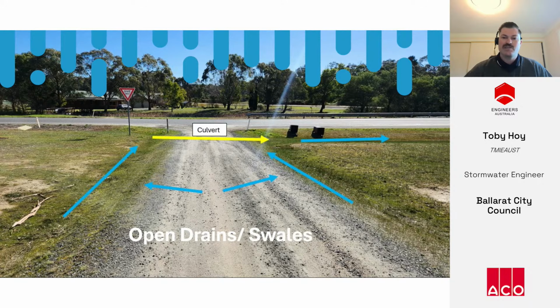As we're using open drains, we'll need regular culverts under roads and driveways. Swales also need maintenance. In this case, the grass needs to be mowed or slashed. Occasionally they may need to be reshaped due to organic buildup and washout repair after extreme weather events.